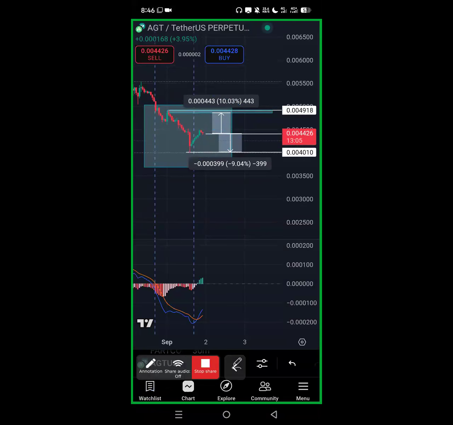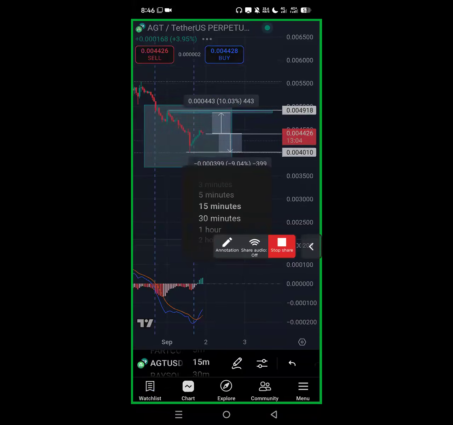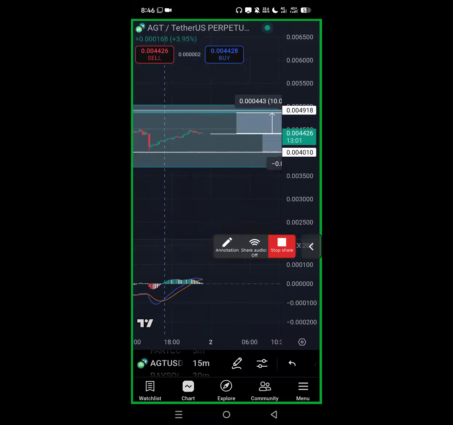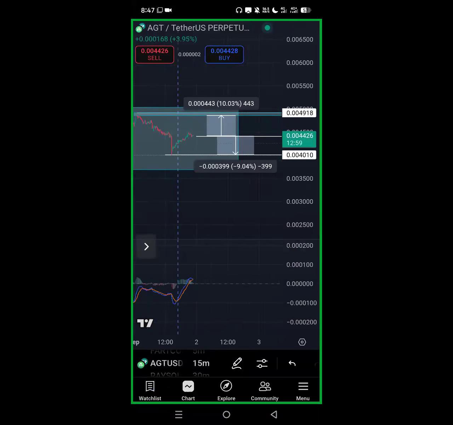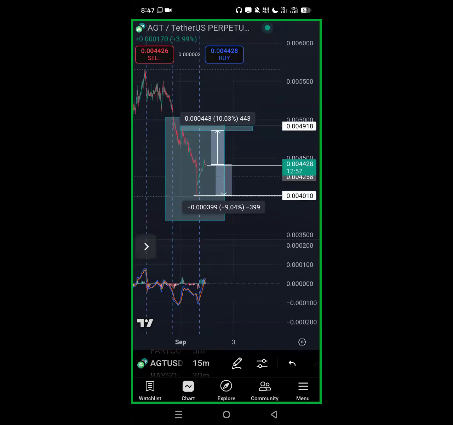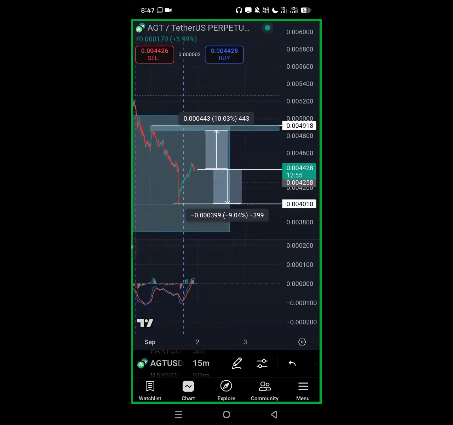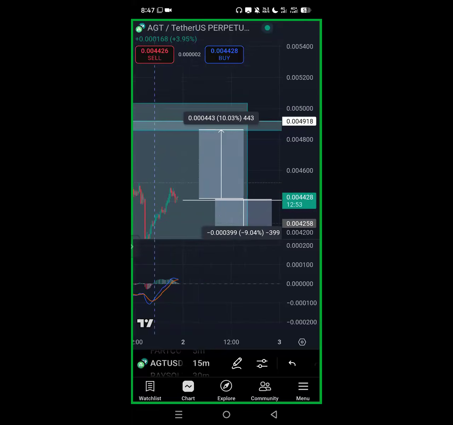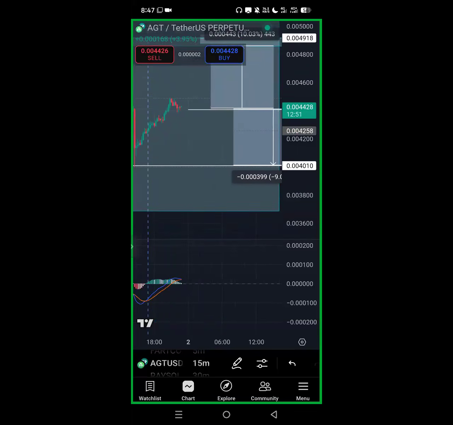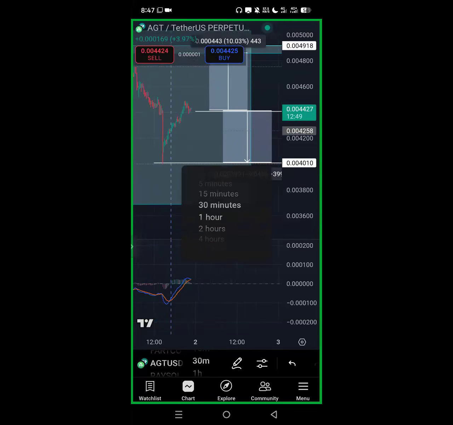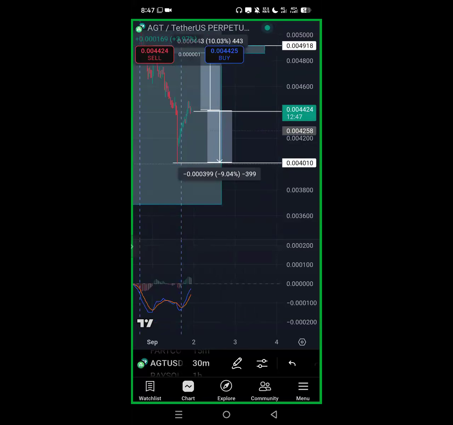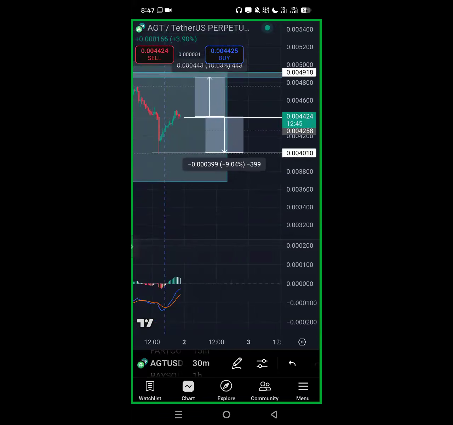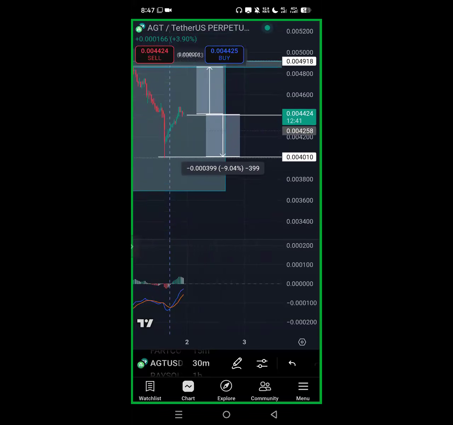The answer is here. Go to a lower time frame. I love 15 minutes. Have a look at the market. It's okay, go to a lower time frame. Go to 15 minutes. You can go to 30 minutes, any of your choice. Try to look at what is happening in the market.